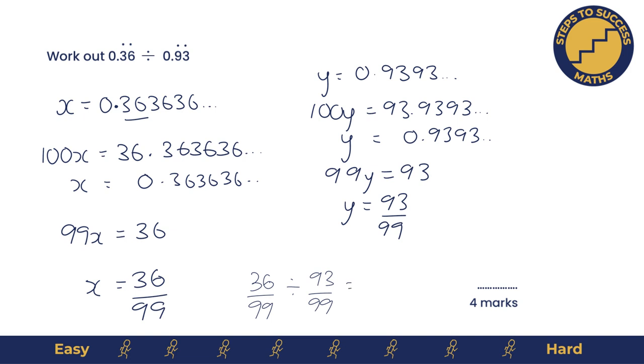Remember, when you divide, you keep the first fraction, flip the second fraction and change the sign. So 36 divided by 99 times 99 over 93. The 99s will cancel out, leaving 36 over 93. And if I divide that by 3, on the top and the bottom, I've got 12 over 31.